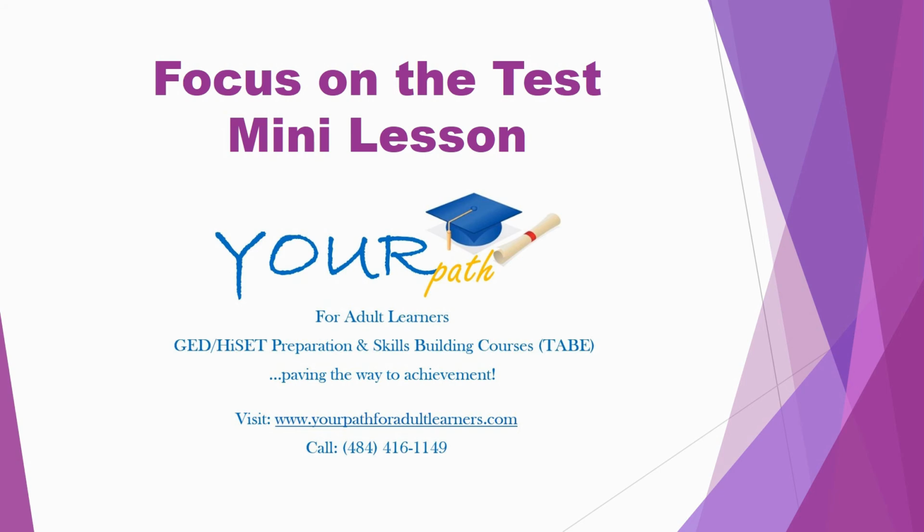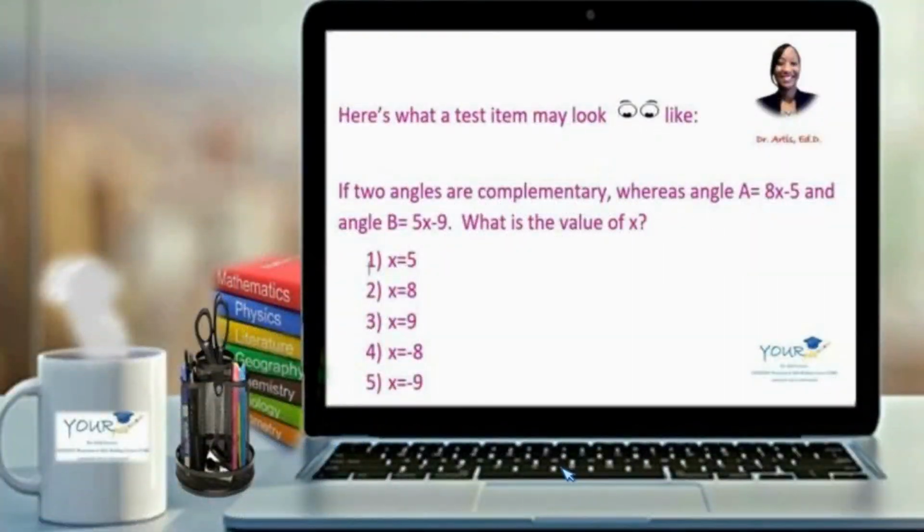So now on to our problem for the day. So here's what a test item may look like. If two angles are complementary, whereas angle A equals 8x minus 5 and angle B equals 5x minus 9, what is the value of x? And here you have your 5 options. You have option 1, x equals 5, 2, x equals 8, 3, x equals 9, 4, x equals negative 8, and 5, x equals negative 9.